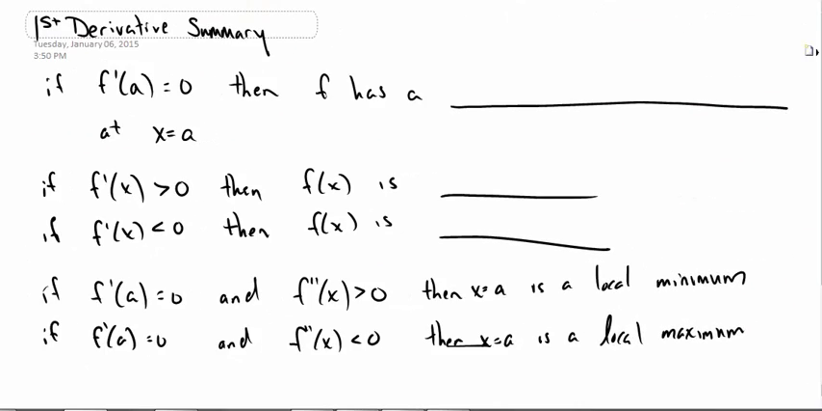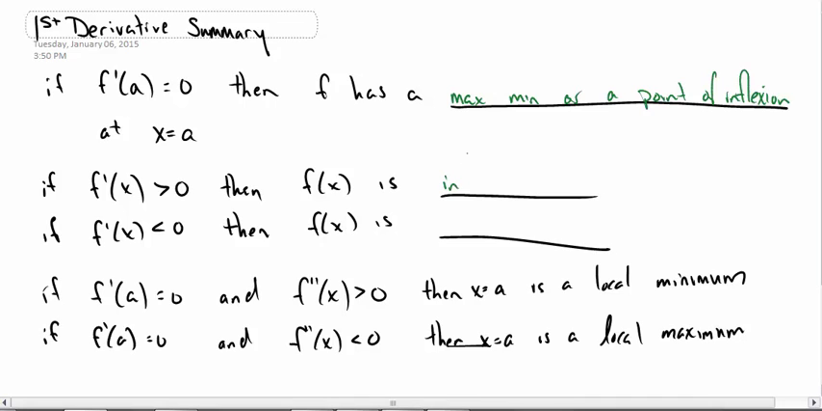So let's summarize what we just observed. Hopefully you observed the same things that I have. If f prime of x equals 0, then f will have what at x equals a? Well, it's either going to have a maximum, a minimum, or a point of inflection. If the first derivative is positive, then f of x is increasing.